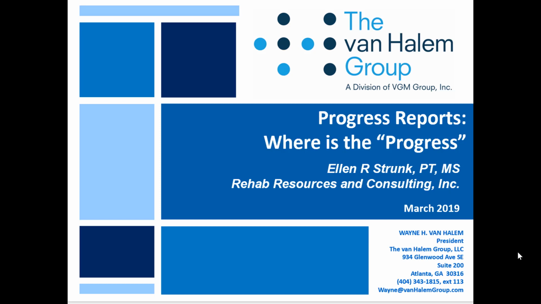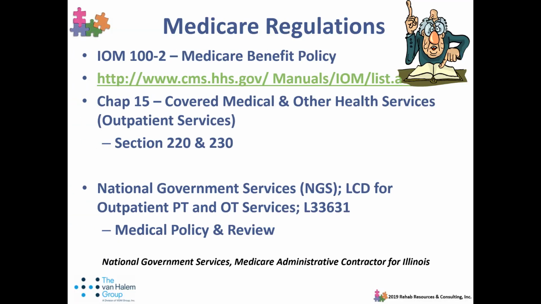This module is on progress reports. All of the documentation requirements and guidelines are found in the Medicare Benefit Policy Manual. Manual 100-2 includes more than 20 chapters, and Chapter 15 is the one that describes what is required in outpatient PT, OT, and ST documentation.